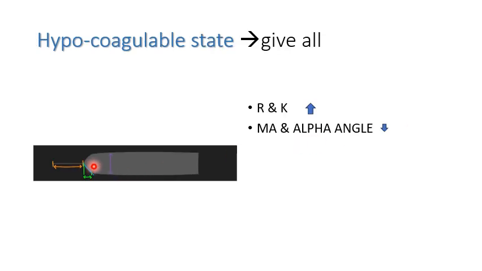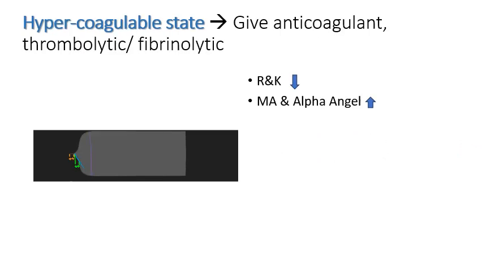And this is a hypocoagulable state: R time has increased, K time has increased, MA has decreased, and alpha angle has decreased. So this is a hypocoagulable stage, as in DIC. So you have to give according to the patient's condition here.